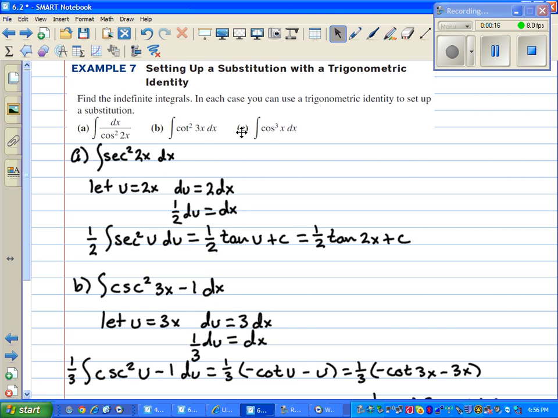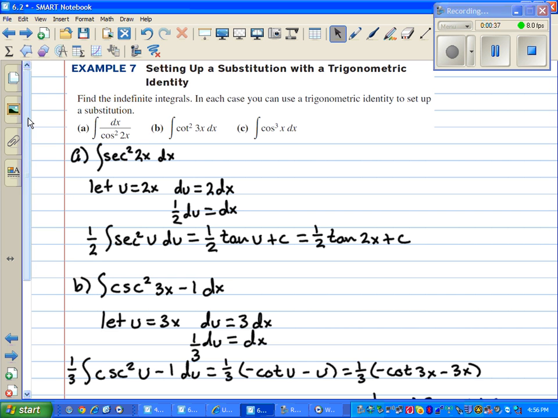In letter C, we have the integral of cosine to the third x dx. When we use substitution, we look for a function and its derivative in the same problem, so we can make really two substitutions. In this case, we only have one function, so somehow we're going to have to split this up so that we can have a function and its derivative in the integral.